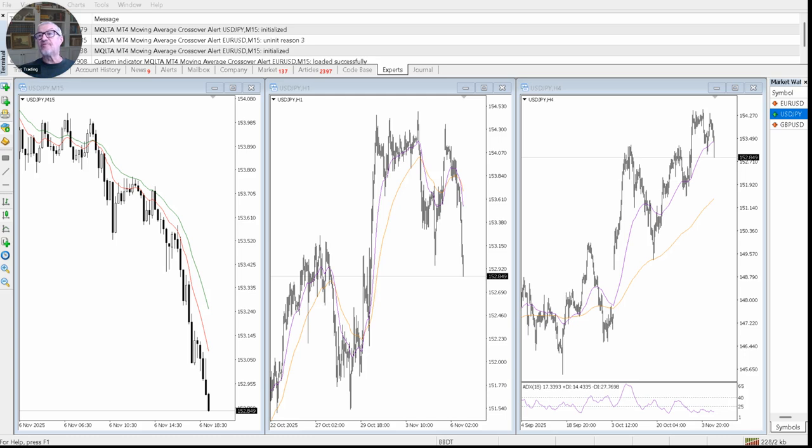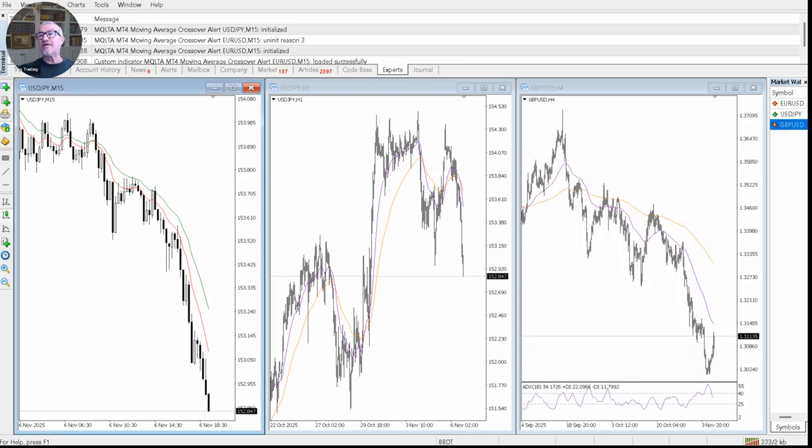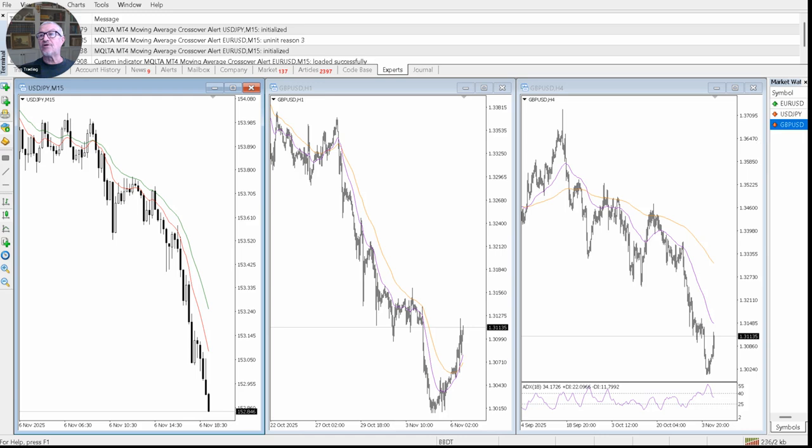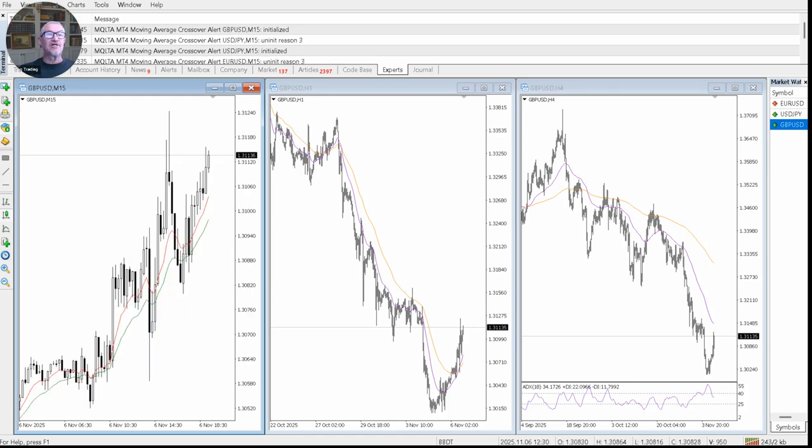Now we try the British pound. Okay, and I keep forgetting that. Sorry about that, guys. Here we go. So we go British pound, and again we make sure that is on all our charts. There we go, and we do the same thing.